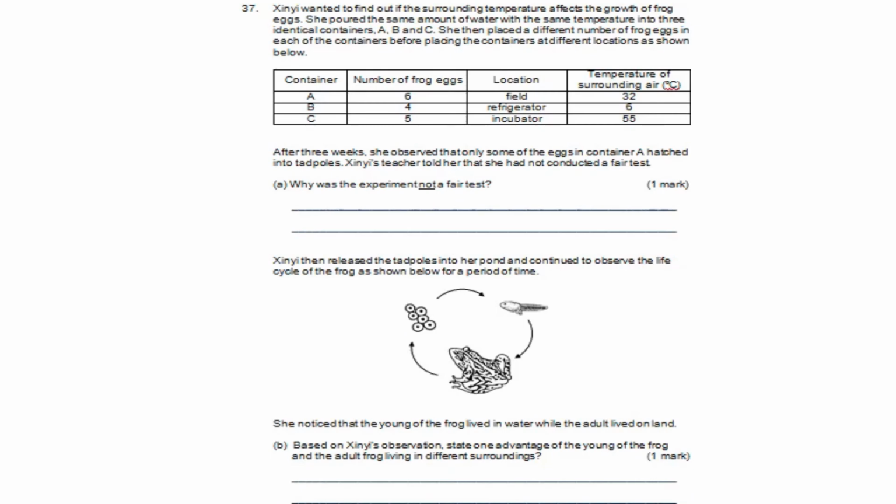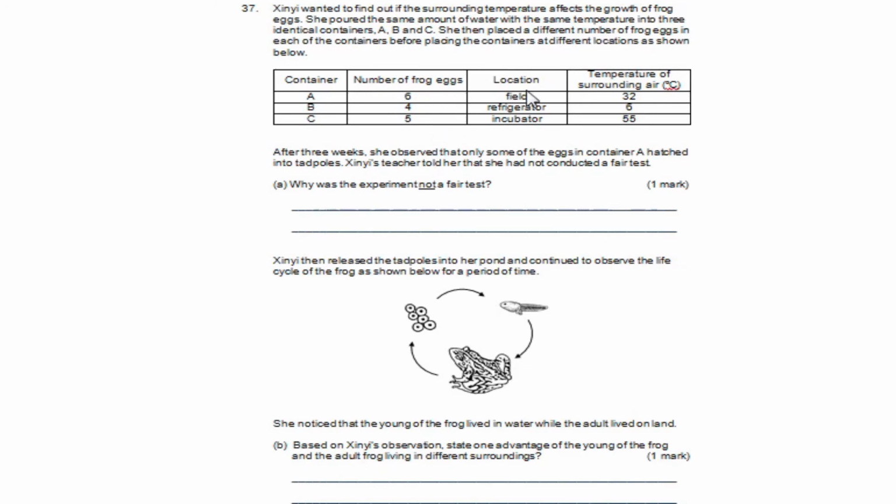Okay, now let's take a look at question 37. 37, Tingy wanted to find out if the surrounding temperature affects the growth of frog eggs. Okay, the growth of frog eggs. So something about frog eggs. Okay, it's an experiment. She poured the same amount of water with same temperature into 3 same containers A, B, C. Then she placed the frog eggs in each of the containers, 6, 4, and 5 below.